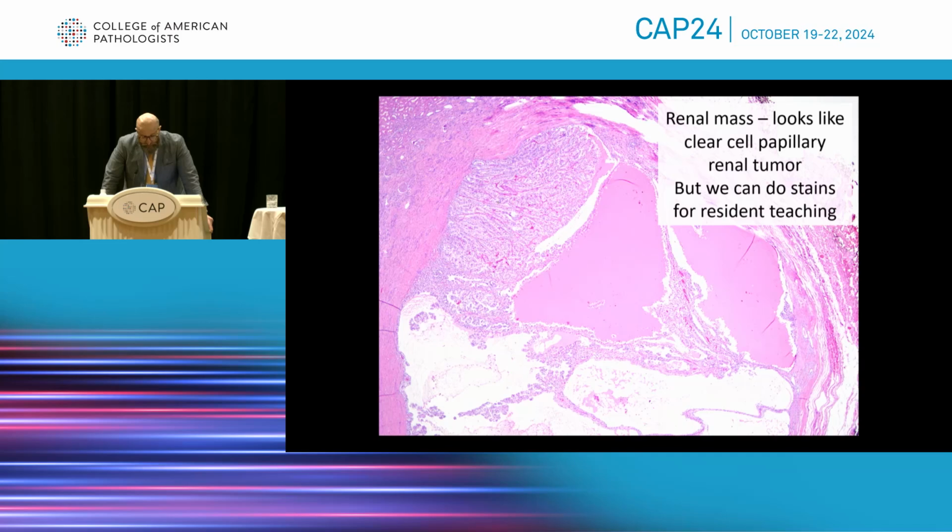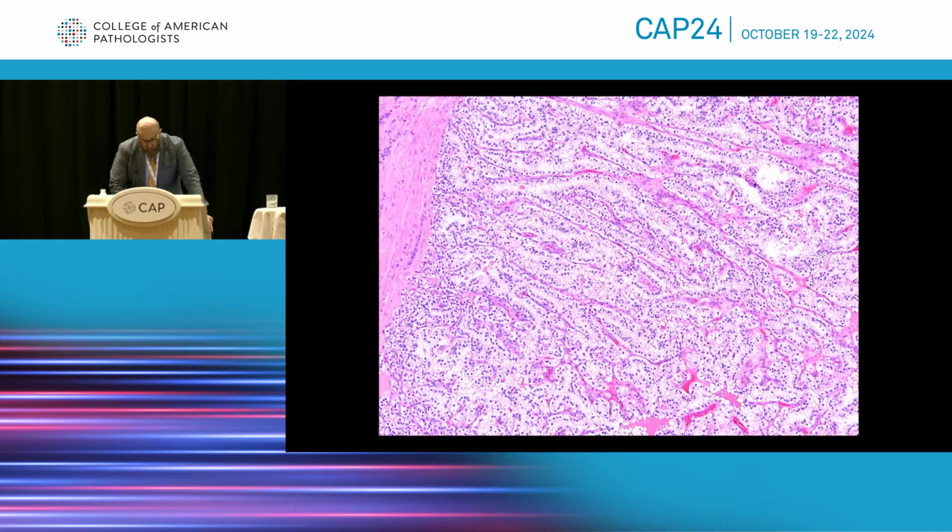For my third patient, this is a renal tumor. I encountered this not too long ago in daily work with a resident working with me, and it was a small lesion. I looked at this and I said, well, this looks like the entity clear cell papillary renal cell tumor, and I think the resident was feeling the same way. I said, well, but since we have a trainee, why don't we do the staining to see an example of how the immunohistochemistry works in clear cell papillary renal cell tumor.